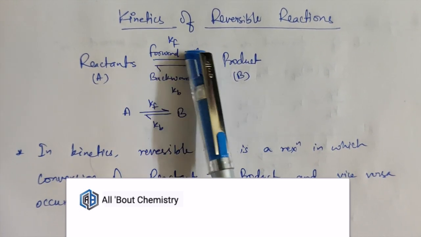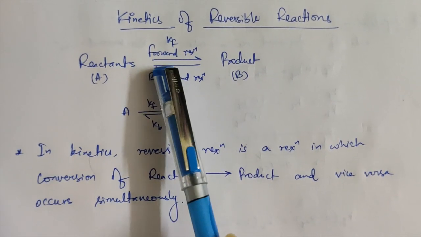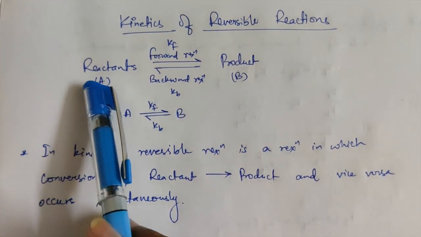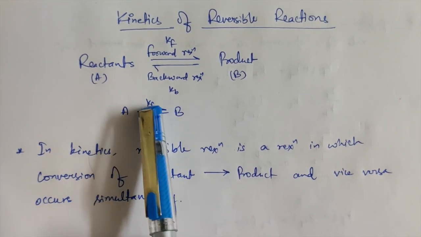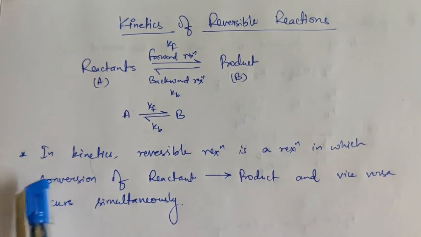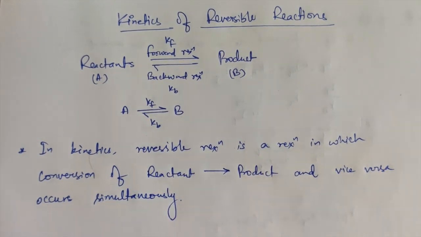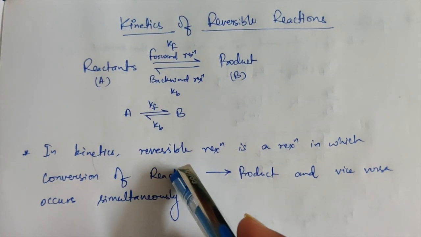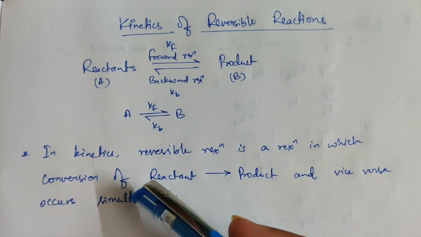Now here this is the forward reaction, the rate constant for that is Kf. This is the backward reaction and the rate constant for that is Kb. If I denote them as A and B, I can write it like A is getting converted into B by rate constant Kf and B is getting converted back into A by rate constant Kb. In chemical kinetics, reversible reactions are reactions in which conversion of reactant to product and vice versa, from product to reactant, occurs simultaneously. These kinds of reactions are called reversible reactions.